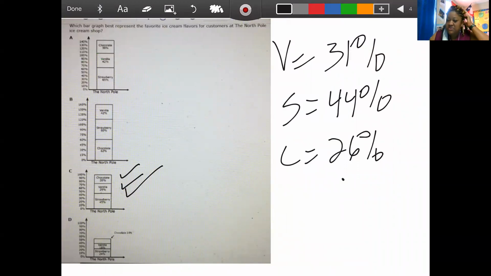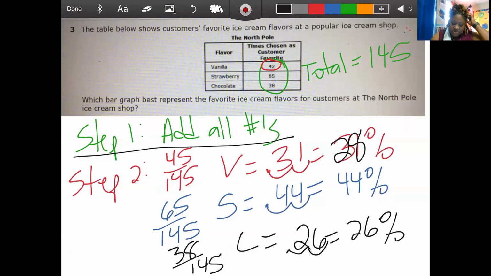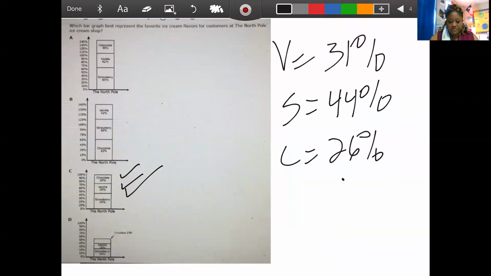Okay, but you understand the general concept. You add your numbers together, follow these steps. Add all the numbers. You're going to divide for each particular part of your table, the part over whole. So the vanilla was 42 out of the total, which you just added in step 1, 145. Divide that to get your decimal, and then turn your decimal to a percent. Okay, and then match it up to the bar graph. It would never be one like this because it has to equal 100%.